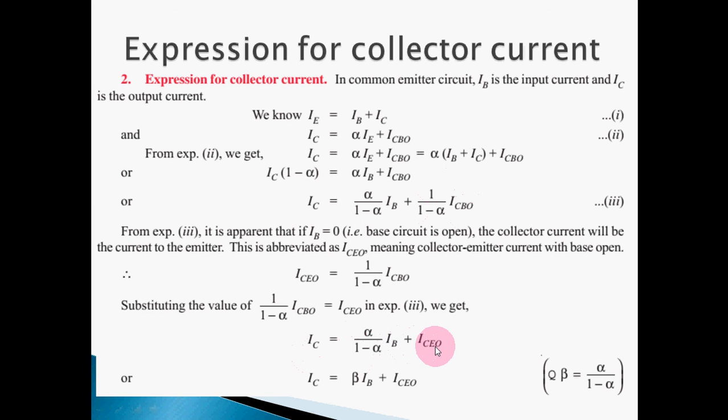And we found from the previous slide that beta equals alpha divided by 1 minus alpha. We can write here it will be beta. So finally the expression for the collector current is IC equals beta IB plus ICEO. This is the expression for collector current for common emitter configuration.